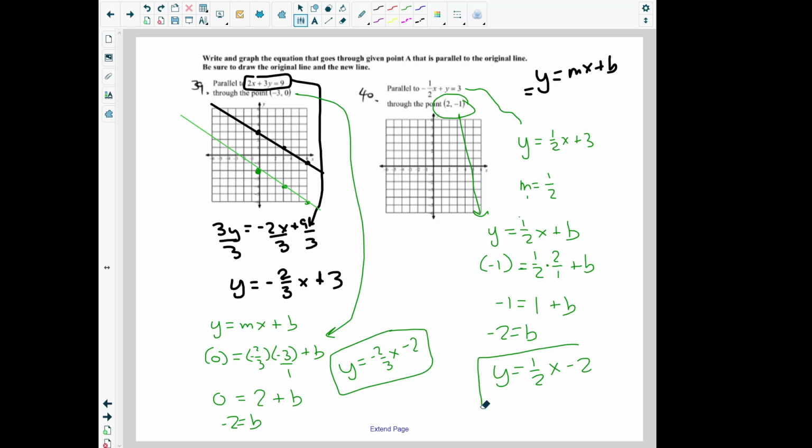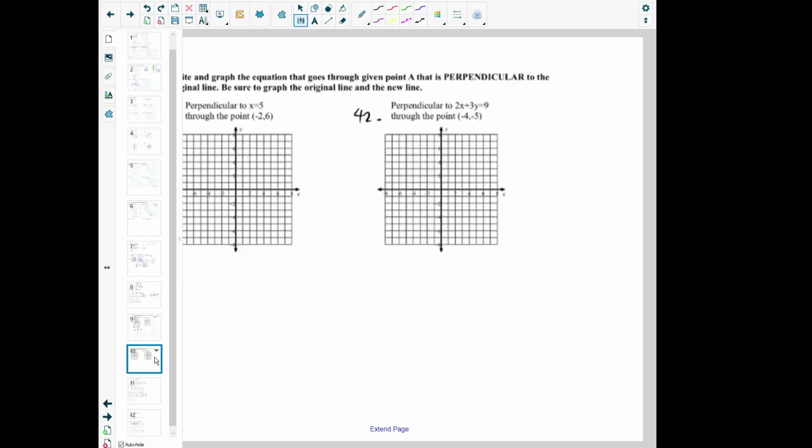I'm not going to graph both of these because you can check your work in Desmos. Okay? And just save a little bit of time so we can get through all the problems.